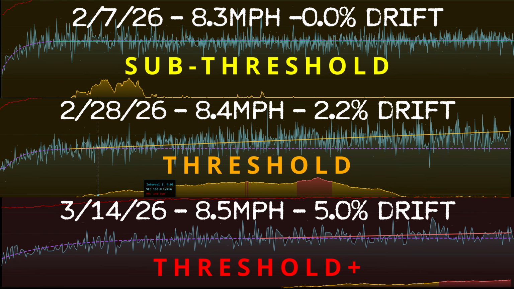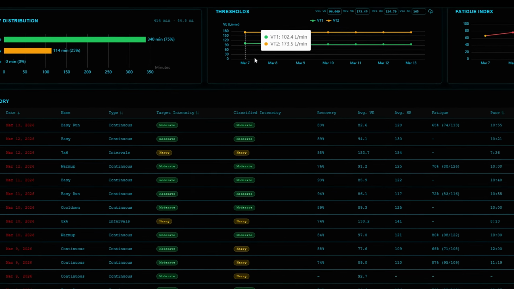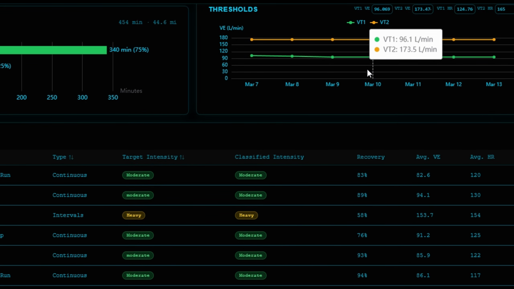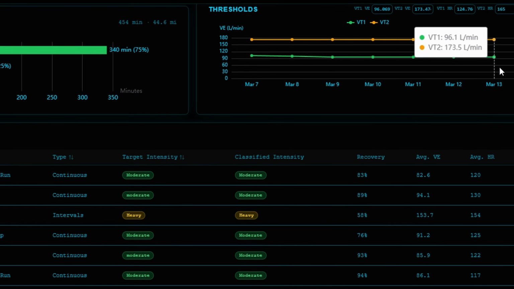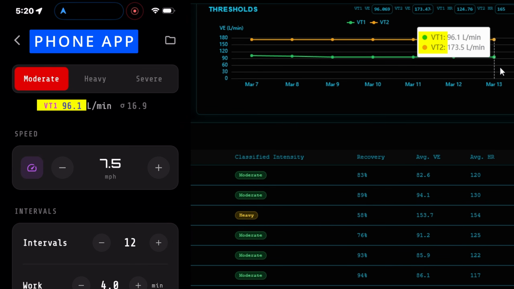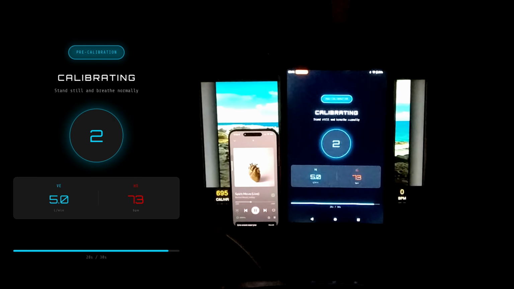Now you may be wondering what VTCheck does with these VT1 and VT2 thresholds since the drift analysis we've been discussing doesn't use them. Well, since the drift analysis can only be performed accurately post hoc, VTCheck utilizes your specific thresholds calibrated from your run history to determine your intensity in real time during each workout. I'll show how this works from a run I recorded with the VTCheck phone app.